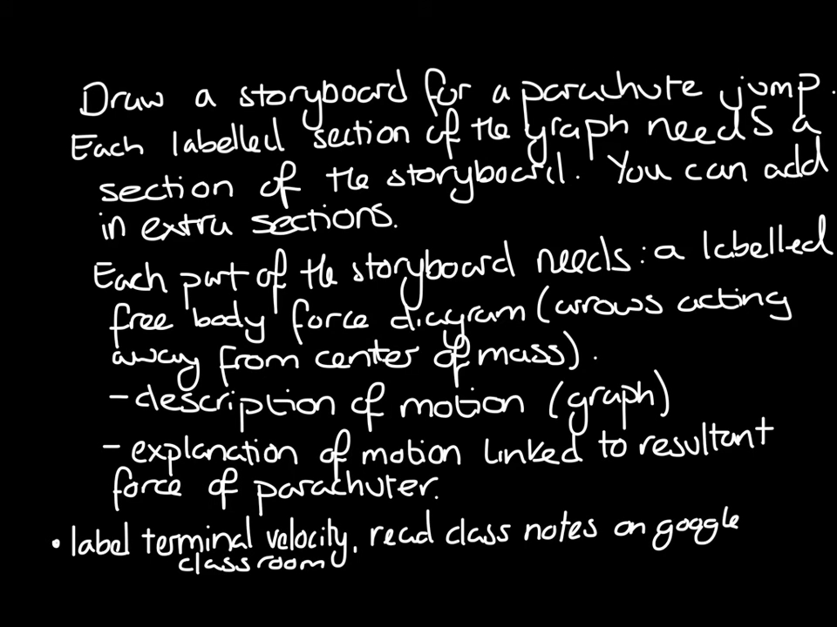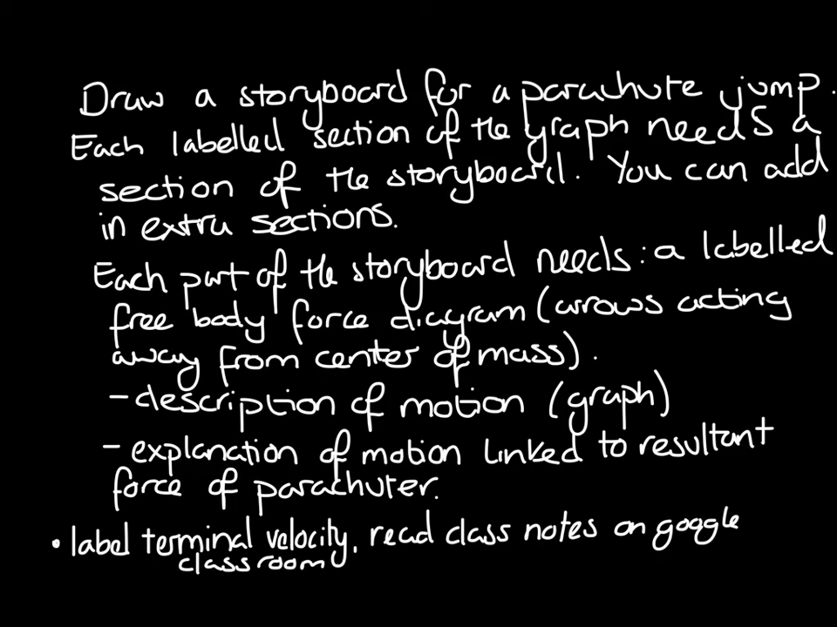So what you have to do now is use your copy of the graph that you saw on the previous slide and use your storyboard template to draw a storyboard for the entire parachute jump. Each labelled section of the graph needs a labelled section in the storyboard. You can add in extra sections if you want to, like an illustration of somebody jumping out of a plane and of somebody landing and so on.